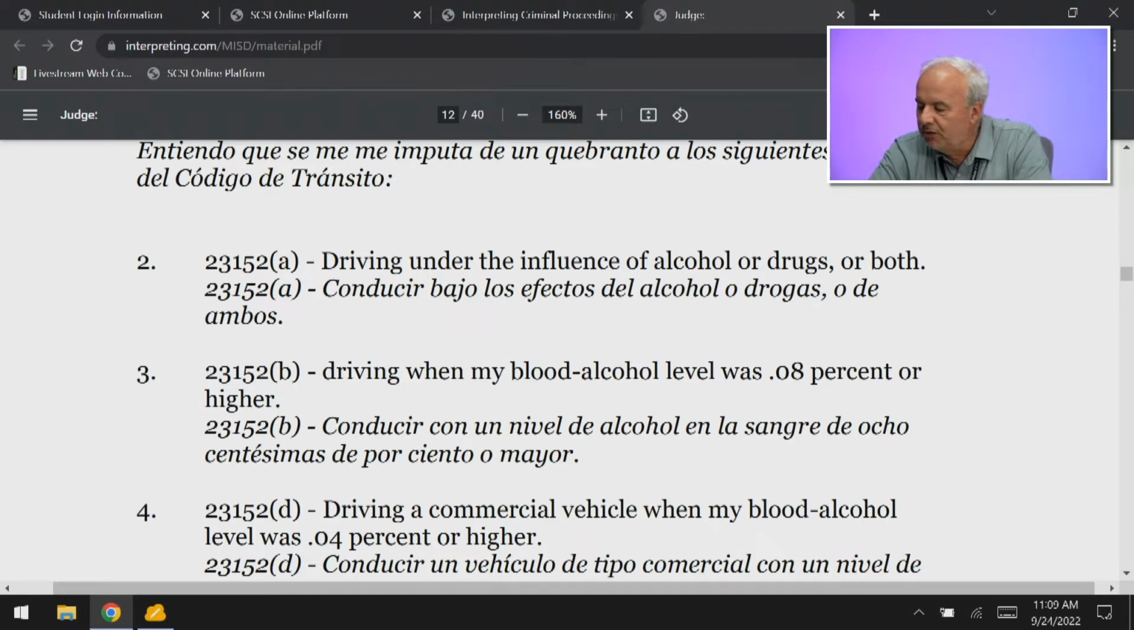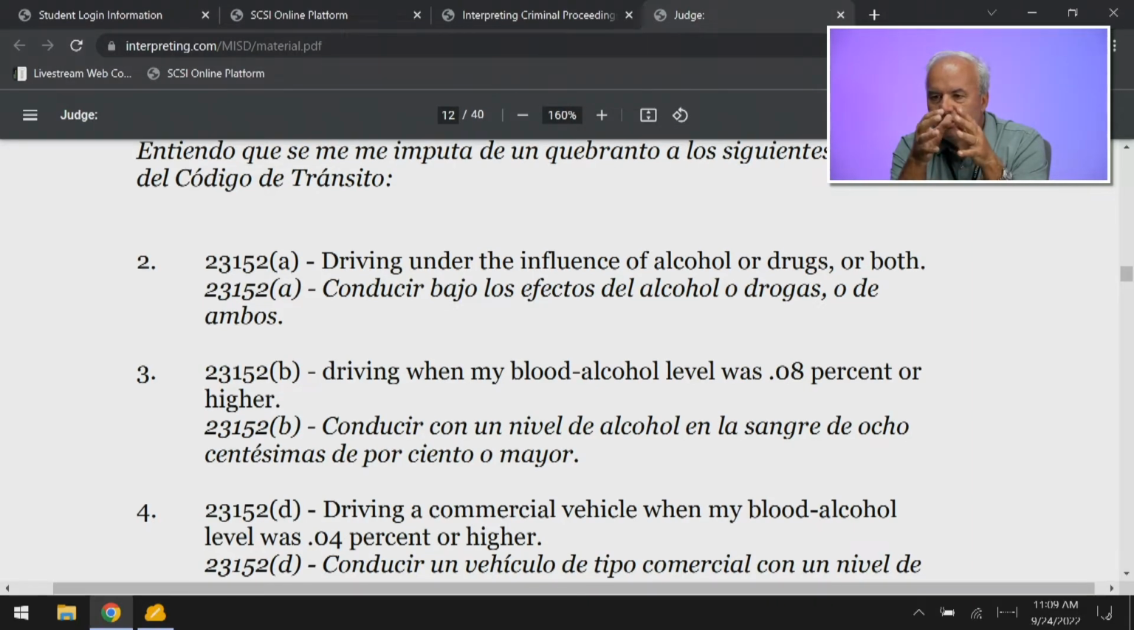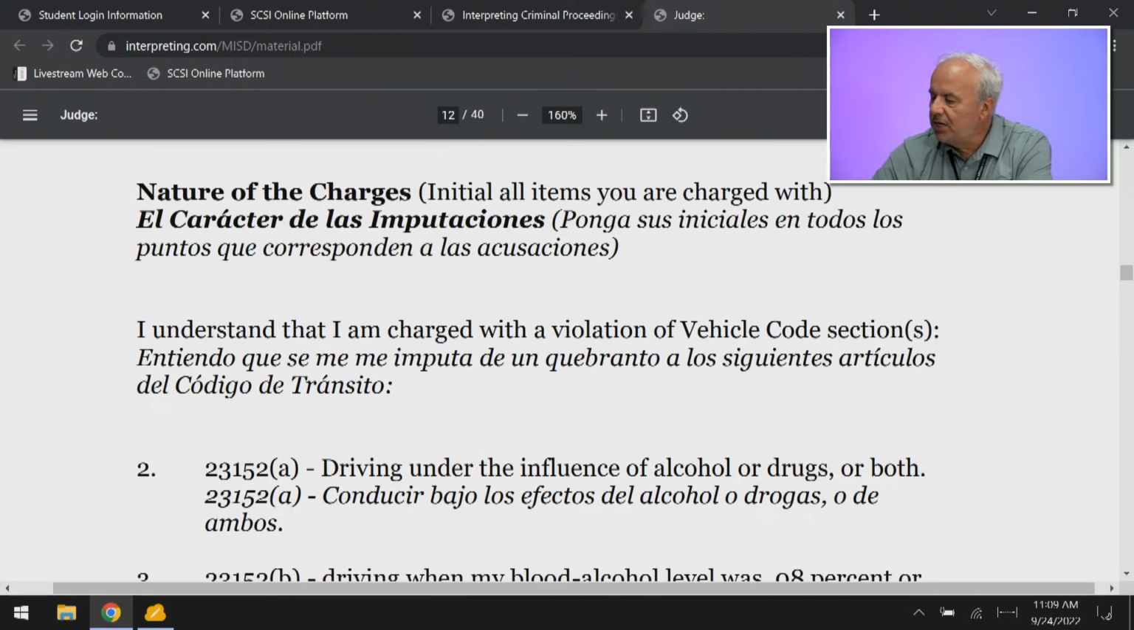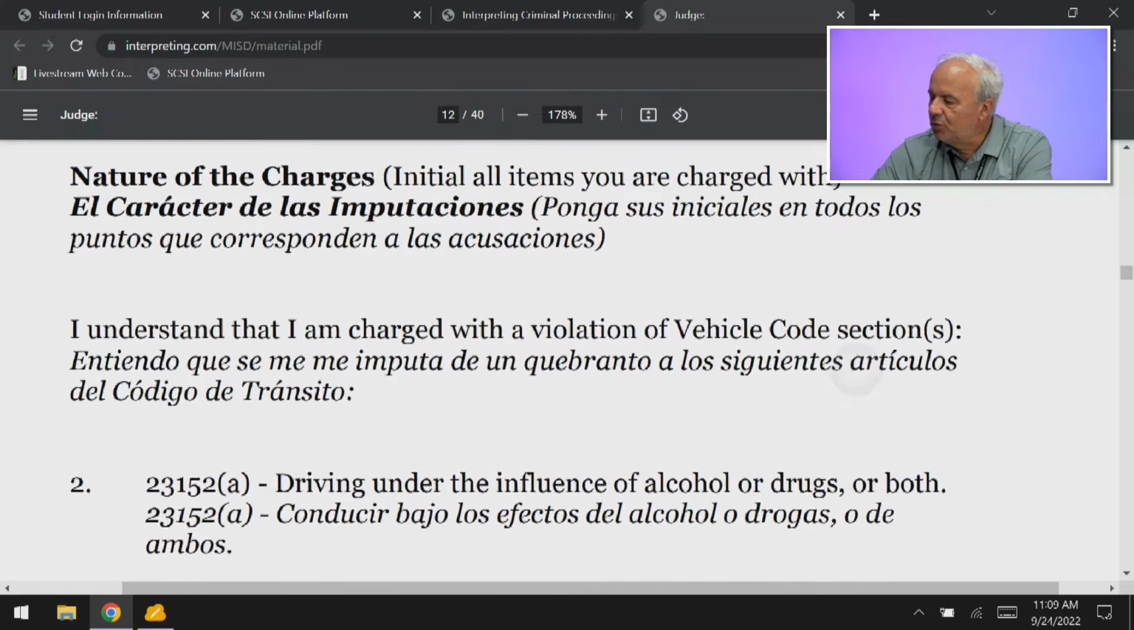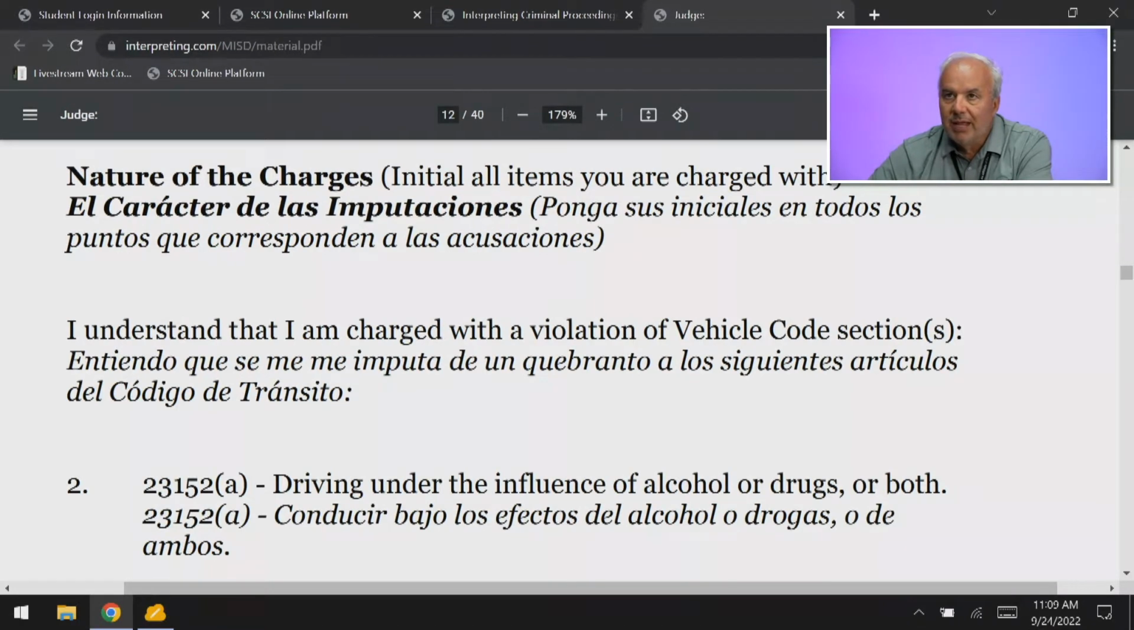23-152A, 23-152B, D, and so on and so forth. Keep in mind that driving under the influence of alcohol is penalized not by the criminal code, but rather by the vehicular code. It's a code that specifically refers to using a vehicle, usually driving a vehicle. So the sections are a little bit different, and the code is certainly very different. In fact, you can see here that it says, "I understand that I'm charged with a violation of vehicle code." And that's the code that deals with DUI cases.